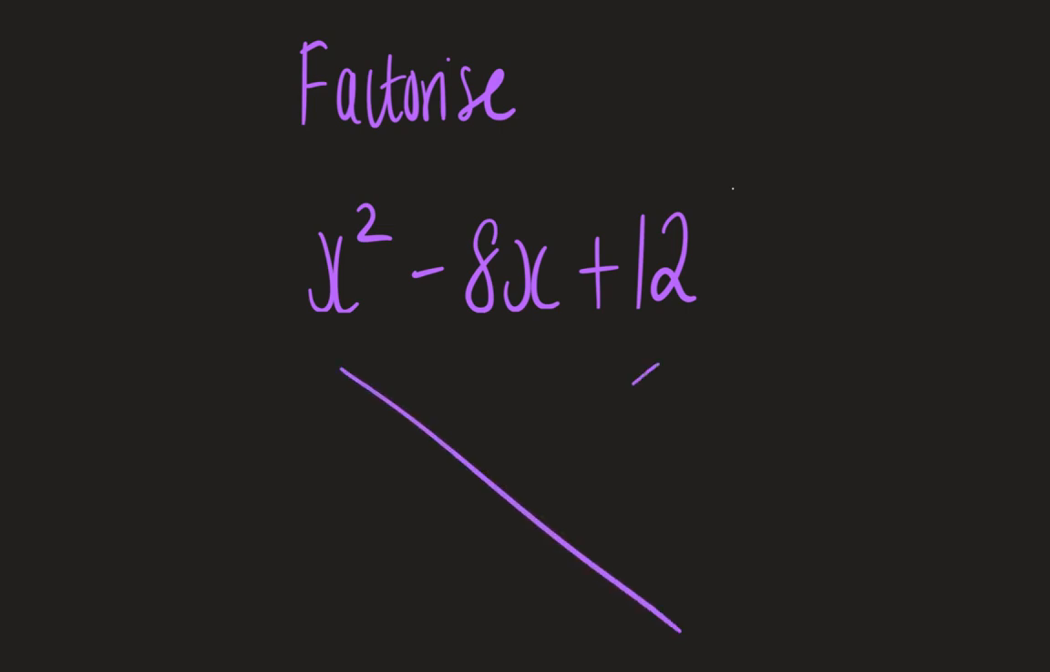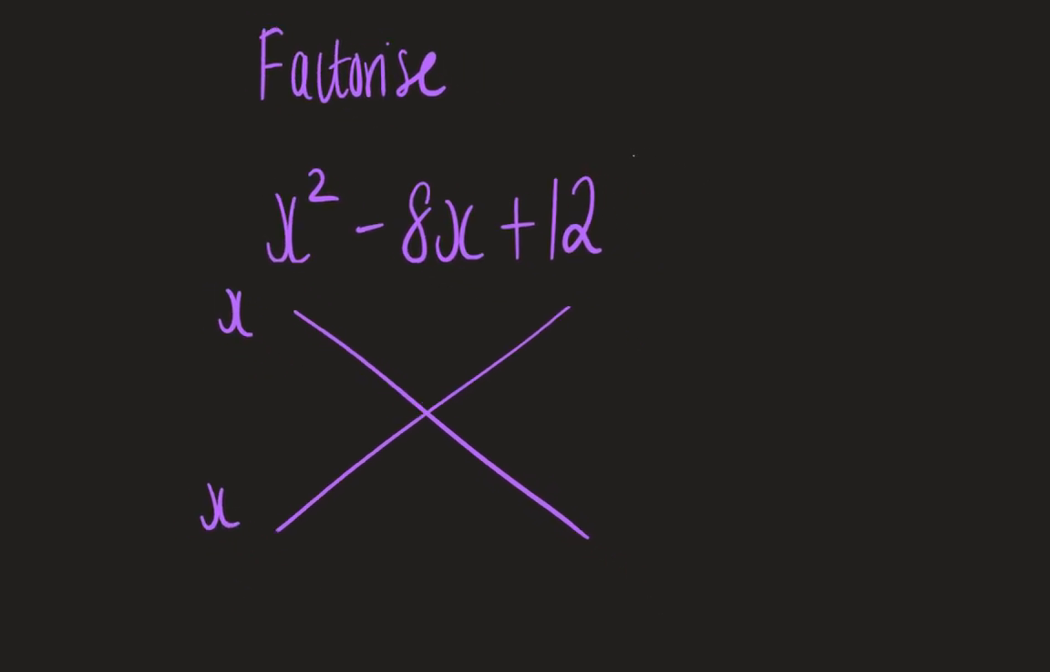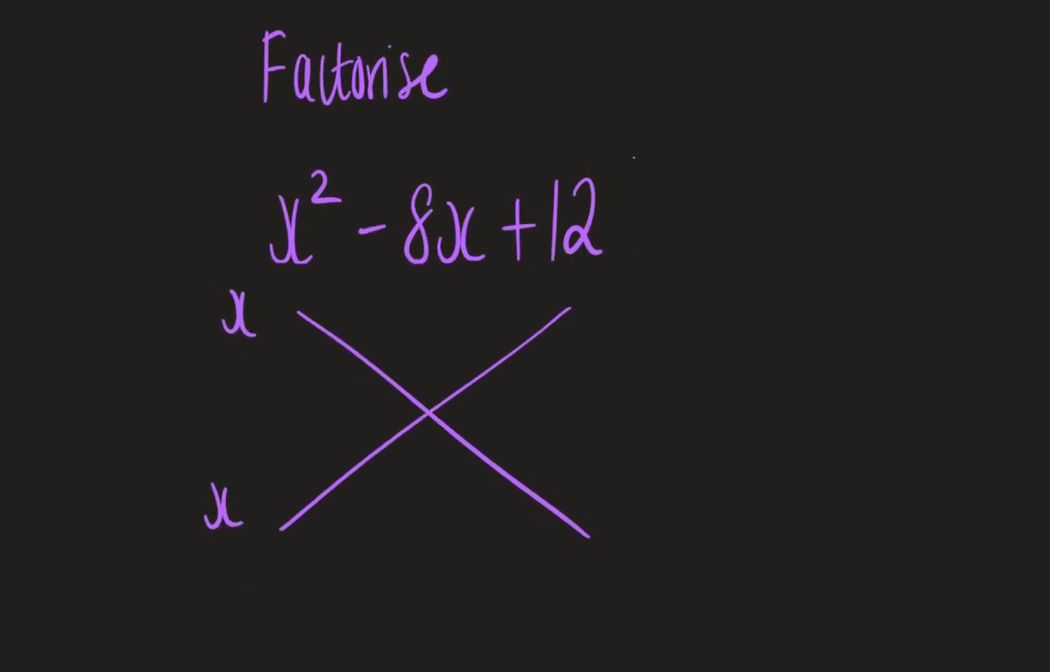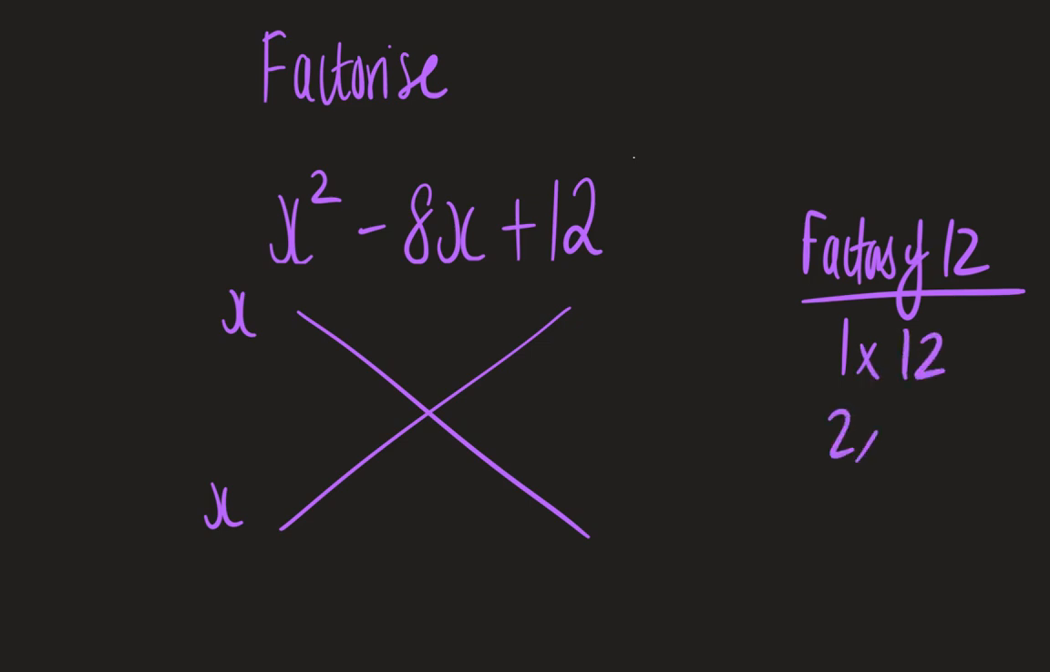We go step 1, cross. Step 2, x and x here. Step 3, what are two numbers that multiply to give me 12? So we say, what are the factors of 12? Well, what is there? There's 1 times 12, 2 times 6, 3 times 4, and that's all of them.